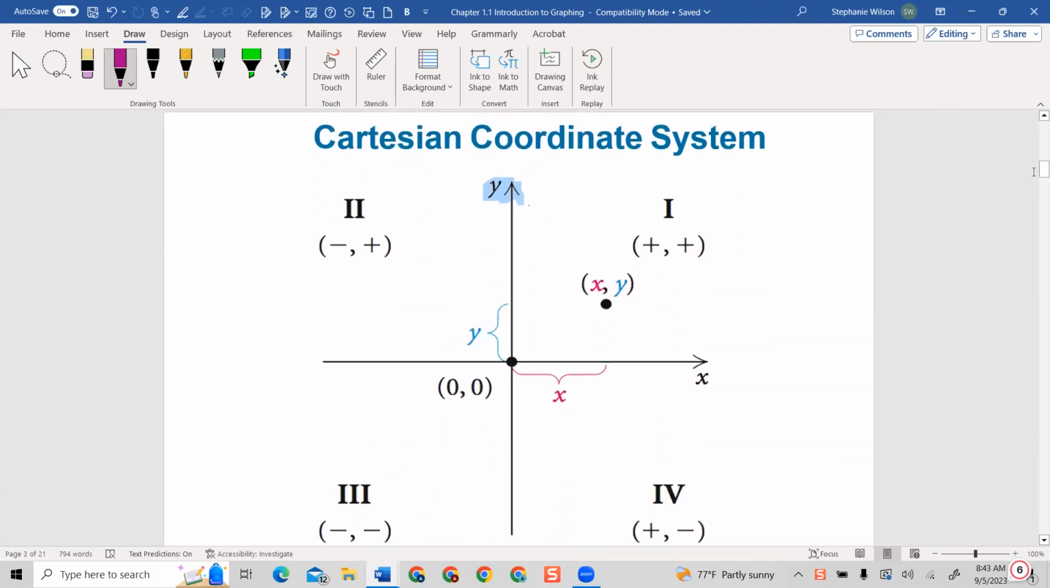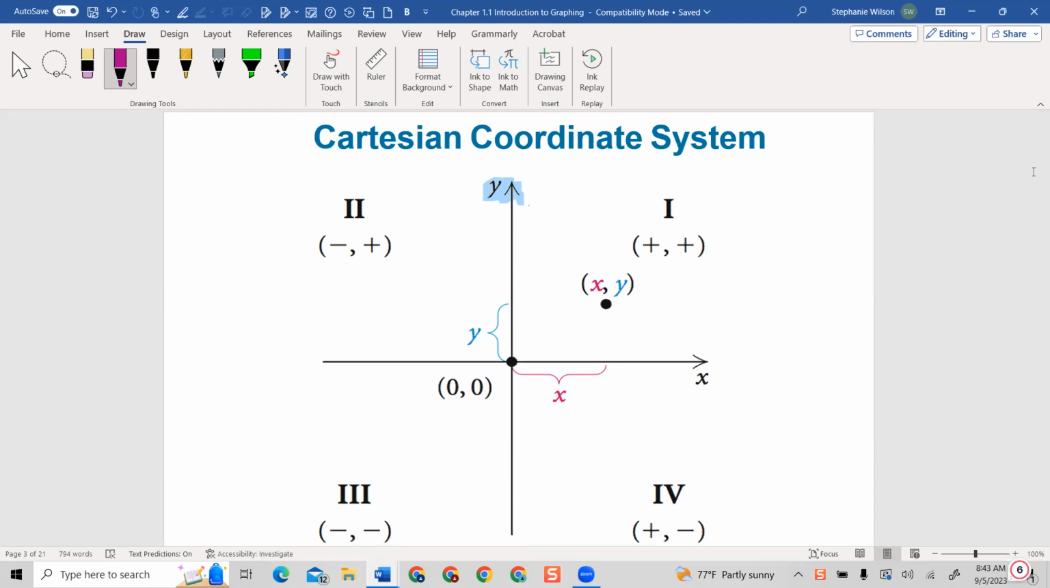The Cartesian coordinate system is actually named after Rene Descartes. He's from the 17th century, and he used mathematics. He used this graphing system to bridge the gap between geometry and algebra. So he was a mathematician. And I want to talk to you about what to look for on a graph.